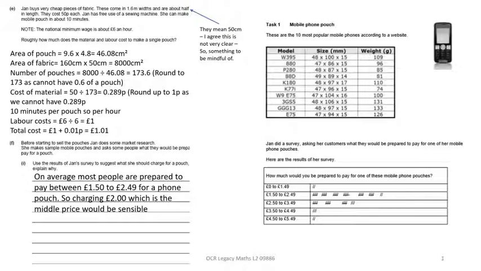If we look at the next question, these are the results of Jan's survey on what people should be charged. You're looking at a tally chart. On average, we look at the most amount of tallies. Most people are prepared to pay between £1.50 and £2.49 for a phone pouch. So let's go for the middle figure here. Charging £2 would be the sensible price. That's where we need to be going with that one.